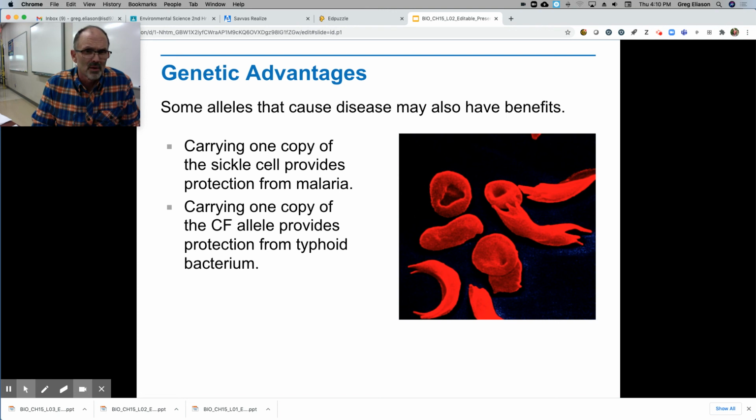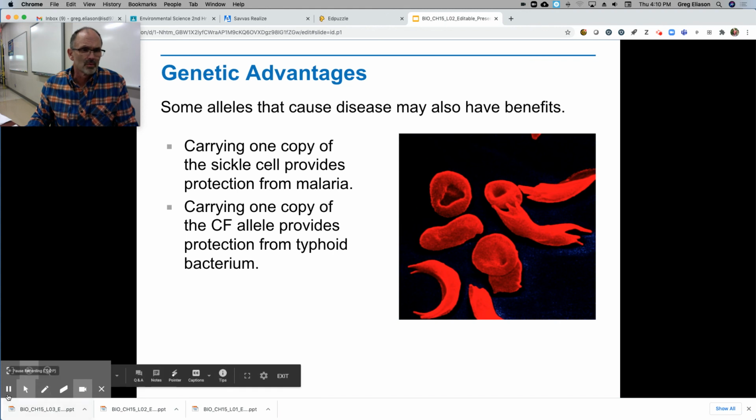And the same with the CF allele, when it provided protection from the typhoid bacterium. So if you were a carrier for that, you didn't get as sick and die from typhoid. But if you got cystic fibrosis, that was a big problem. Otherwise, you didn't have it. So there's an evolutionary advantage in that in populations. All right, so that is an overview of those.